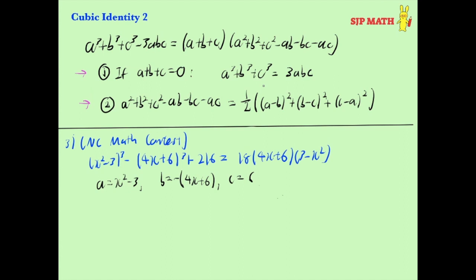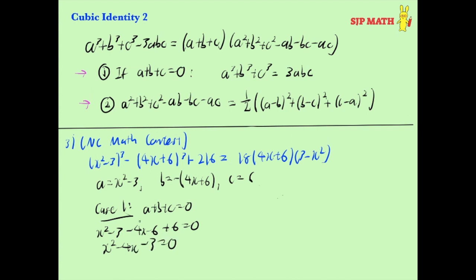So like the previous two problems, from this we can deduce that either this is 0 or this is 0. So we're going to split it into cases again. So first, case 1 is when a plus b plus c is equal to 0. So this means that x squared minus 3 plus negative 4x minus 6, so minus 4x minus 6 plus 6 is equal to 0. And this gives us that x squared minus 4x minus 3 is equal to 0.